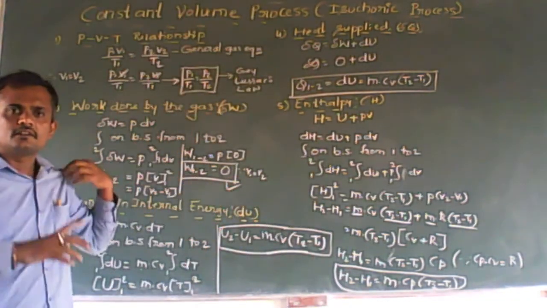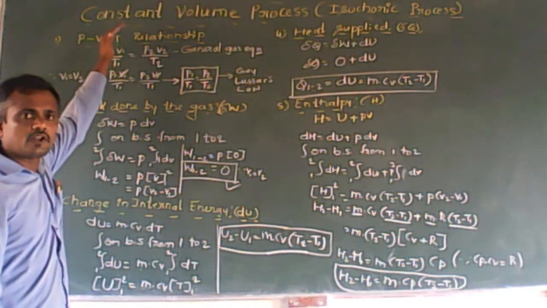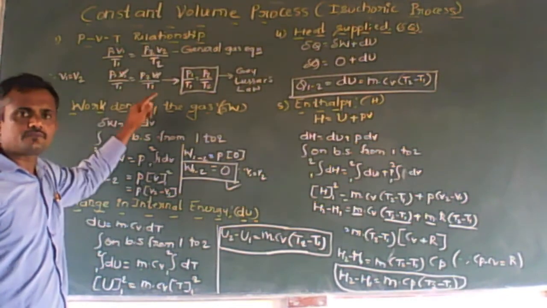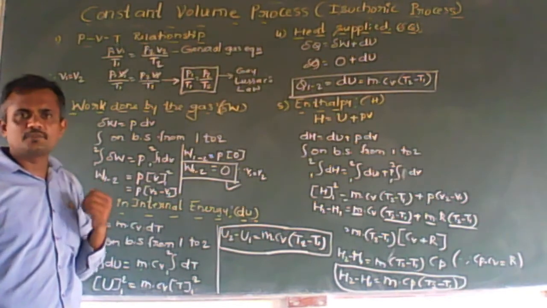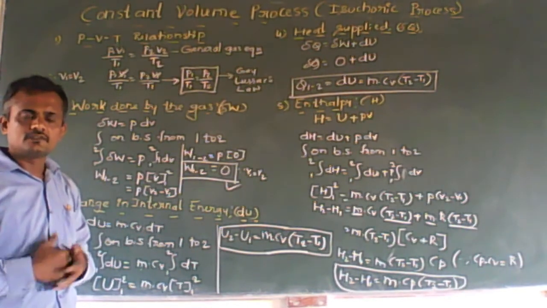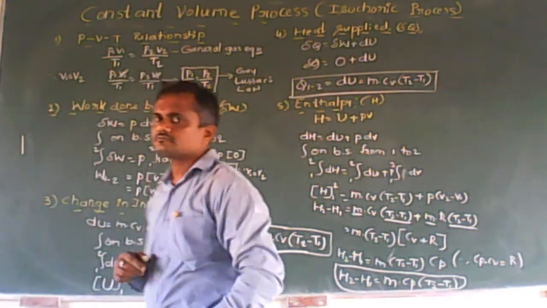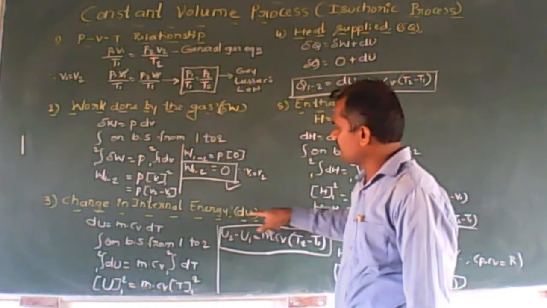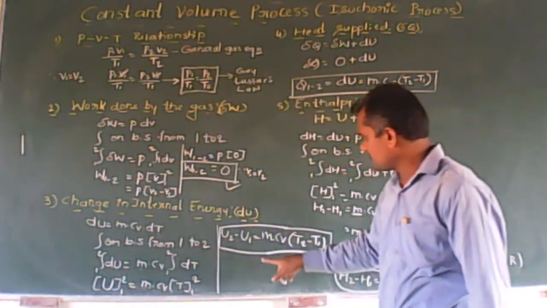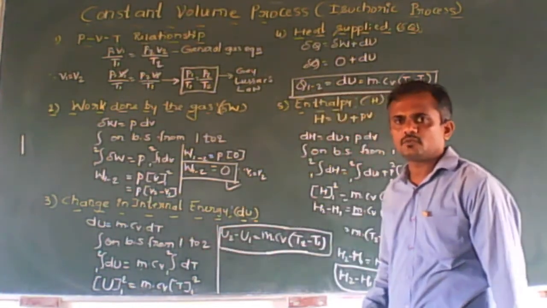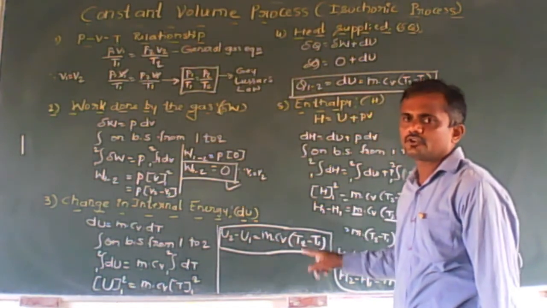Anyhow, let us brief once again. The pressure, volume, temperature relationship in a constant volume process is P1 by T1 is equal to P2 by T2. Work done during a constant volume process is 0, because there is no piston displacement, no piston is available, therefore no work will be done. Then comes the expression for change in internal energy. The general expression is dU is equal to m Cv into dT. After integration on both sides from 1 to 2, we get U2 minus U1 is equal to m into Cv into T2 minus T1.